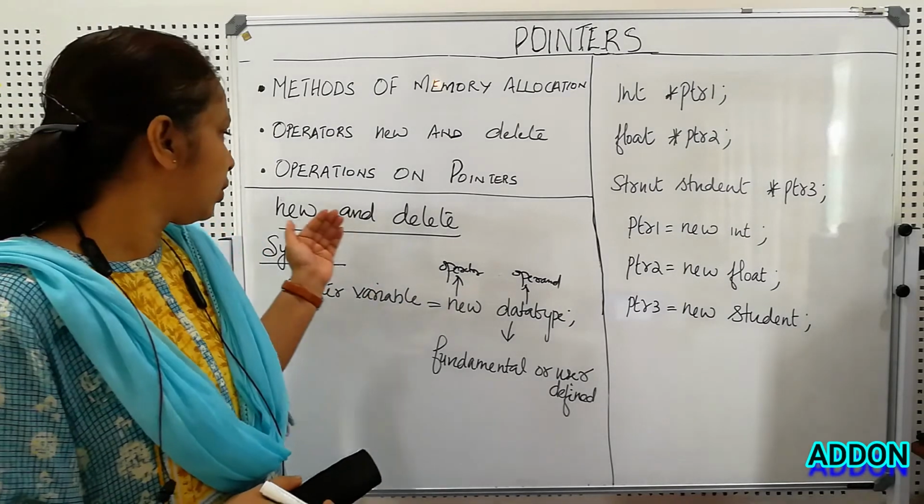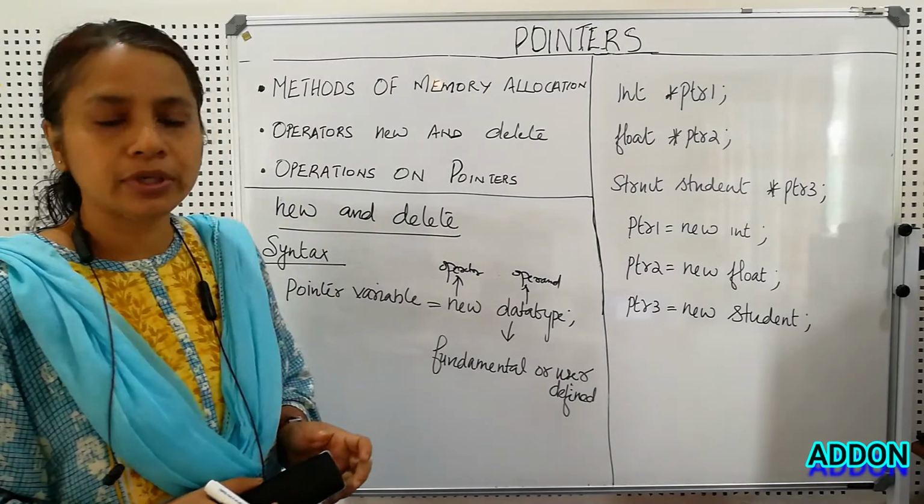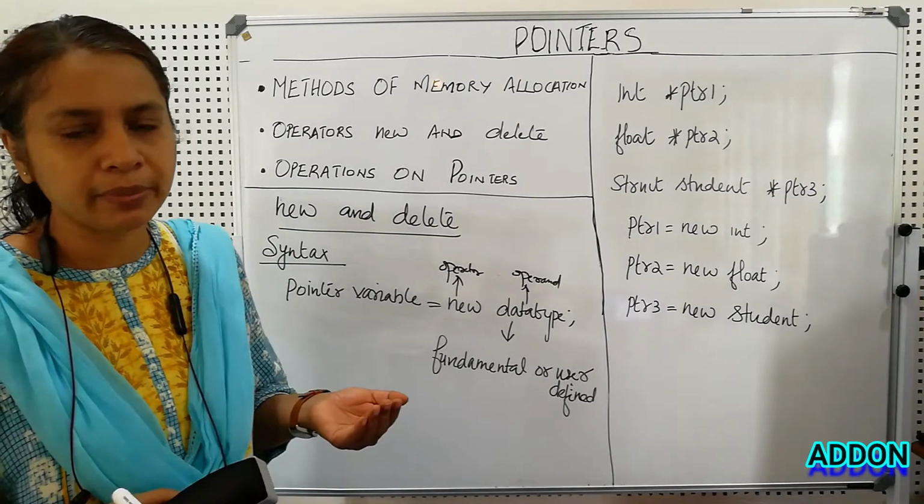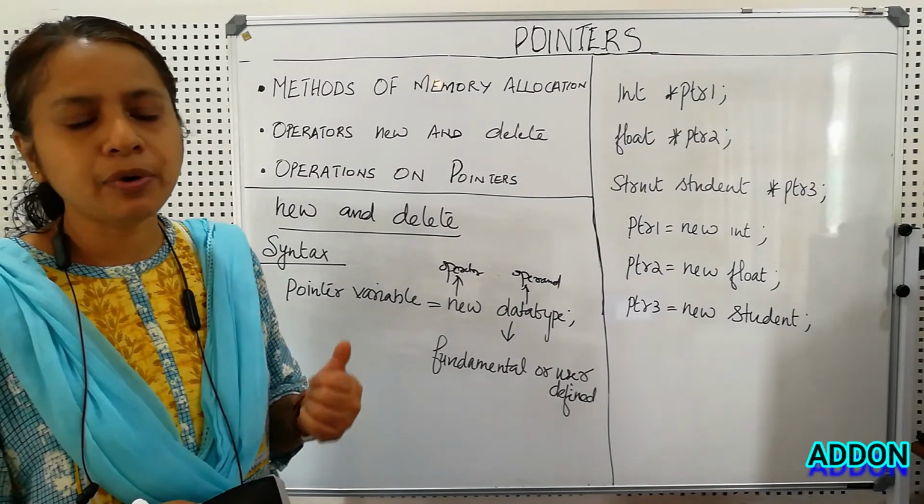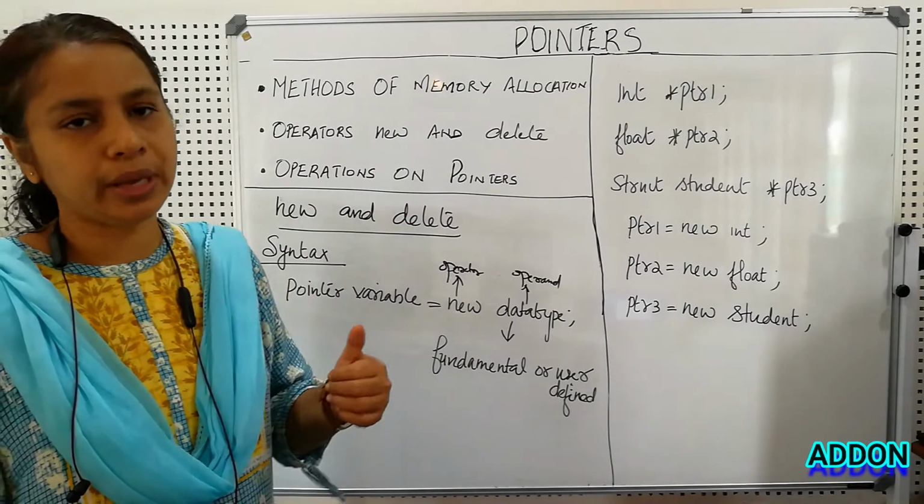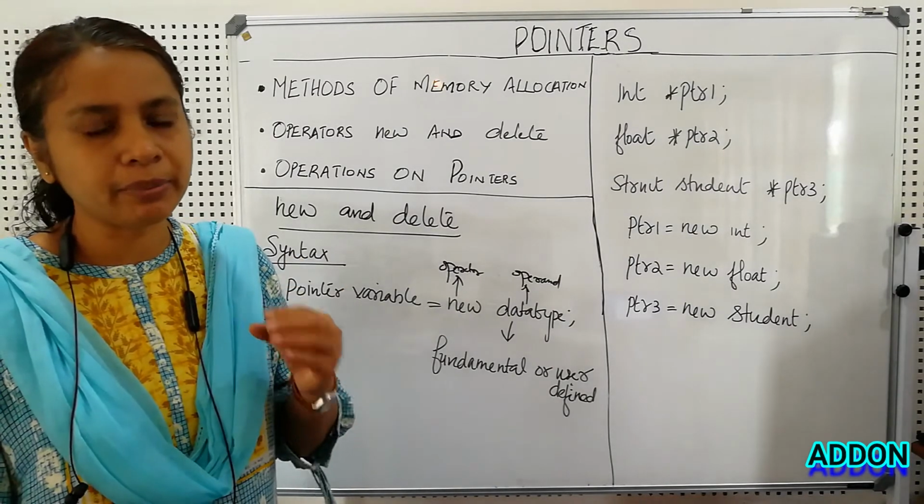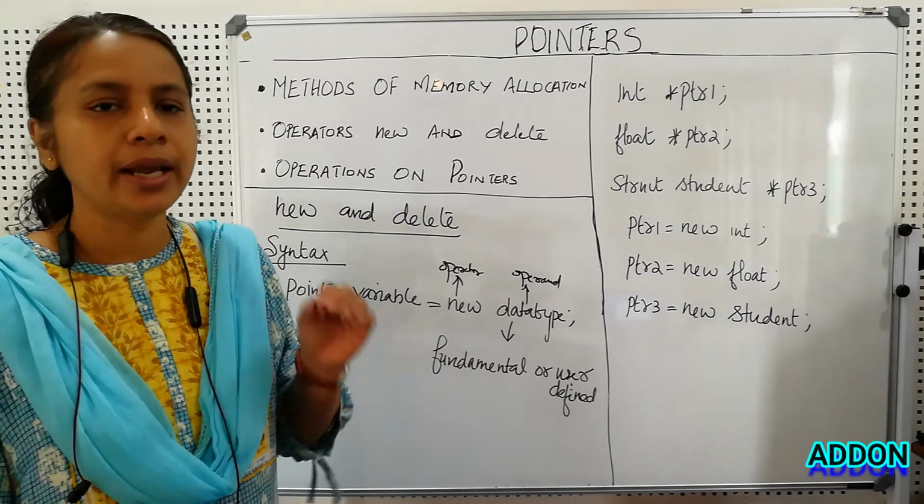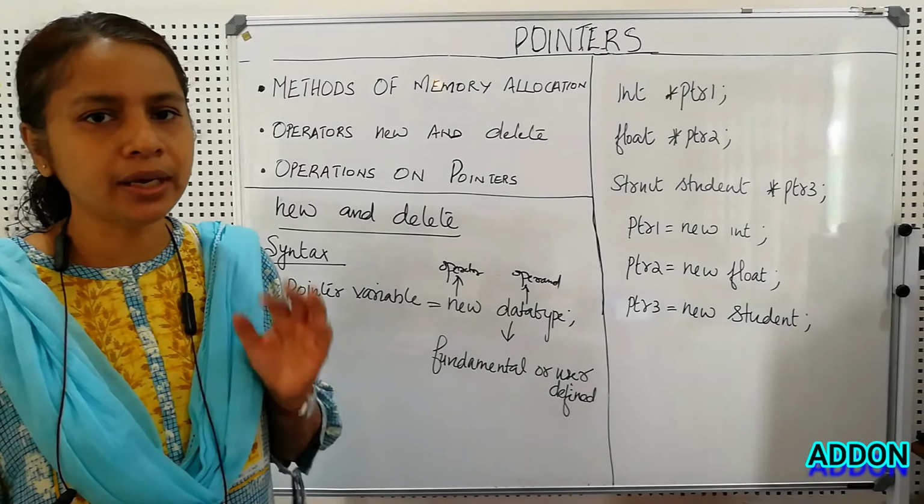Okay. Now let us see in detail about the new operator. We have already said that new operator allocates memory. And the second point is new operator will always return a value and that value will be a memory address.